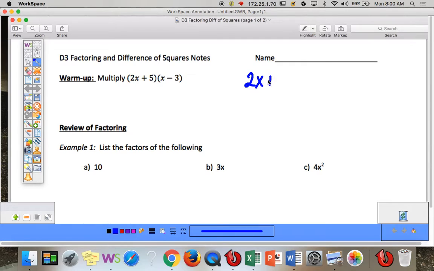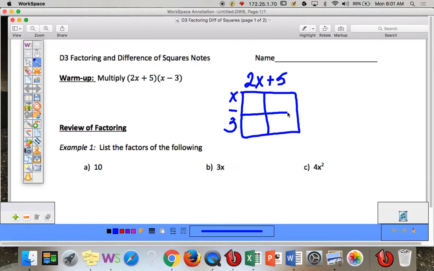We have 2x plus 5 times x minus 3. And if we stick that in the rectangle, we can find the area of each box. So the first box is 2x times x, and that would give us 2x squared. The second box would be 5 times x, which would give us 5x. The next box would be 2x times negative 3, which would be negative 6x. And the last box would be 5 times negative 3, which would be negative 15.